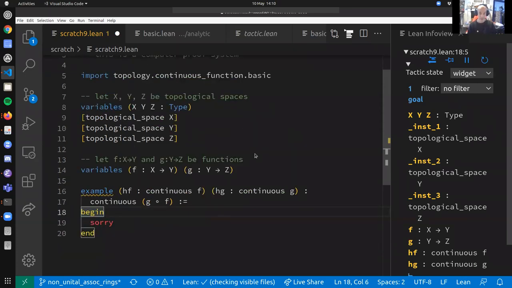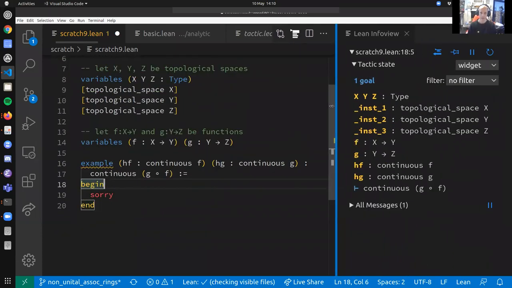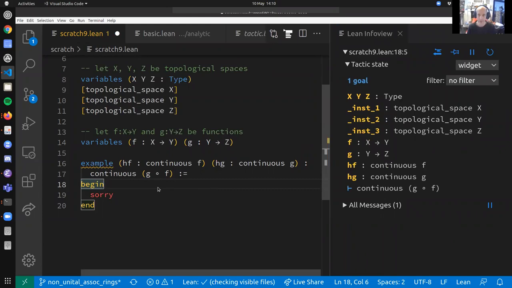And so now the idea is we're going to prove a theorem. I'm going to prove that the composite of two continuous functions is continuous. And on the left, it's like a computer game now, right? This is a puzzle. So here's what's going on on the right here. This is the current state of our puzzle, right? The aim is to prove a theorem, and this is the theorem we have to prove.